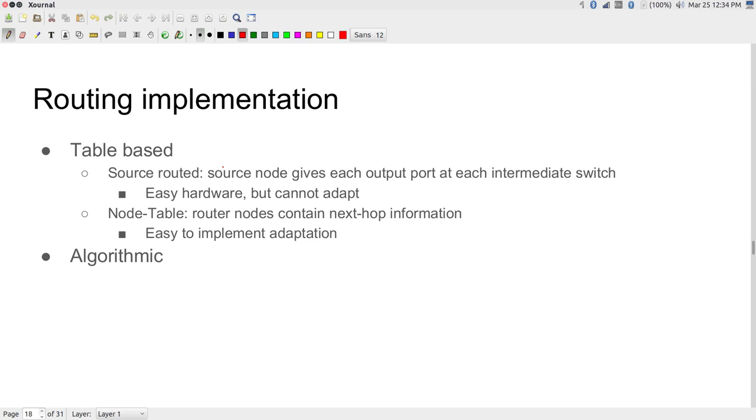Broadly, you can classify them as table-based and algorithmic. Table-based essentially means that I just need to look up something in order to know where to go next. Within that, there are a few variants. The source routed variant effectively says the source that is trying to send out the data will give the routing information all the way up to the destination.